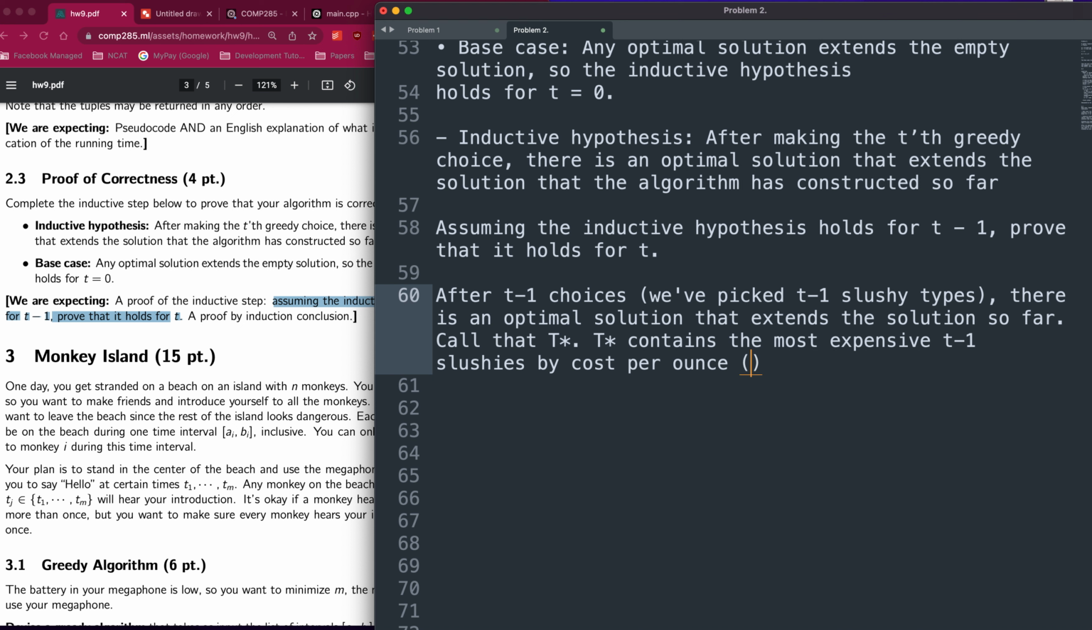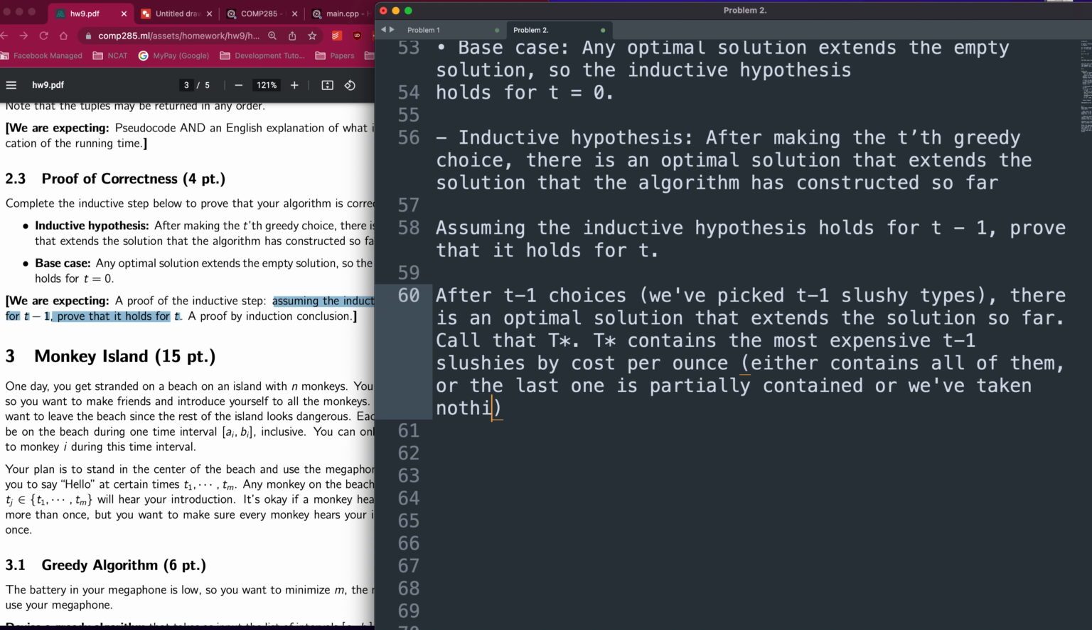And there's two choices. It either contains all of them, however much was available, or the last one is partially contained, right? So either we've taken everything of the top t minus 1, or there's a little bit left for the very last one that we actually took something off. Or I guess there's another option, or we've taken nothing.